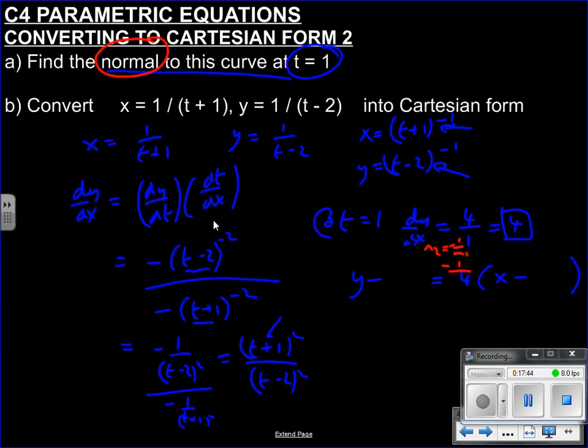Okay? And hopefully you're screaming out, we need a point then. So at a point P, how do we find the point P? We need to know the x and y value. And how do we get that? Well, t is 1. So t is 1 needs to go in there. So x equals 1 over 1 plus 1. So that's a half. And y equals 1 over 1 minus 2. So that's minus 1. So now this is y minus 1, so that's plus 1. And then x minus a half. And then we found the normal equation.